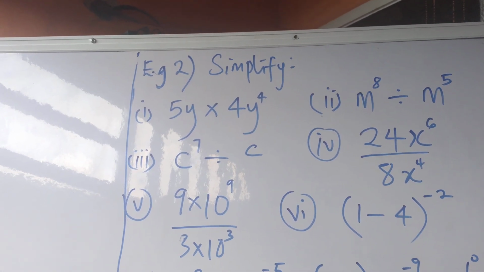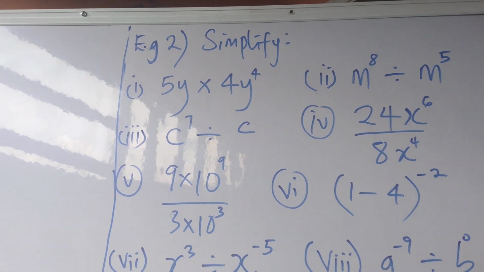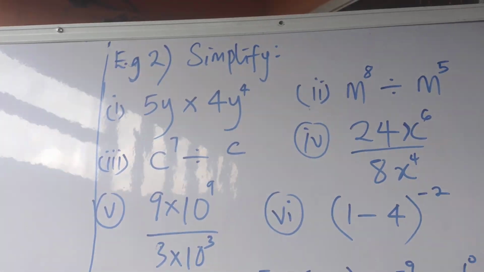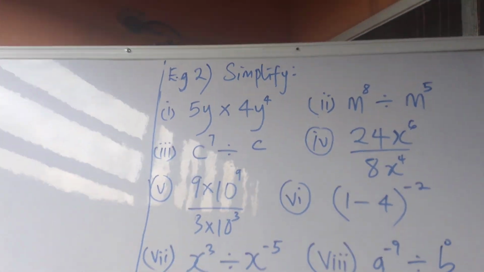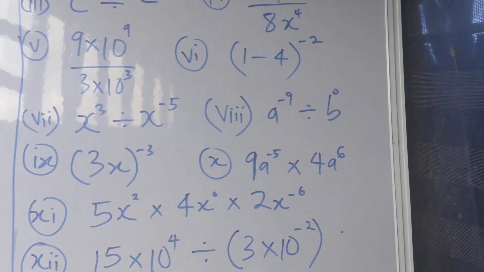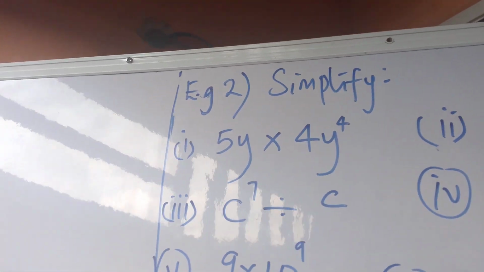We are still on the laws of indices, and we are asked to simplify the following questions. We have 5y times 4y raised to power 4. There are many questions here, and we are going to solve all of them. We start with 5y times 4y raised to power 4.